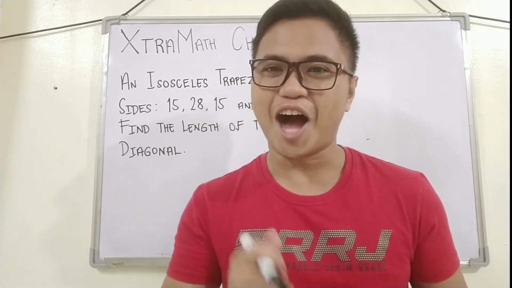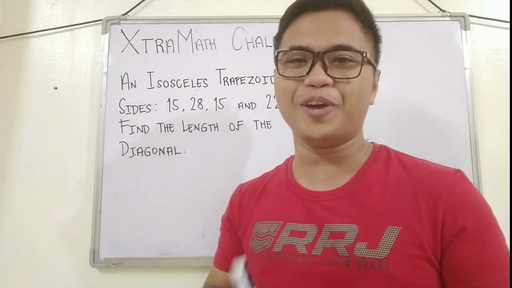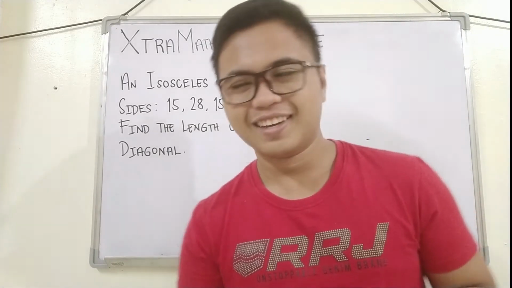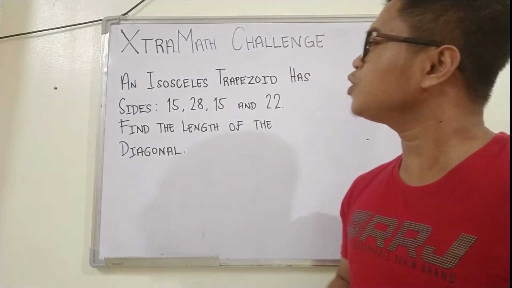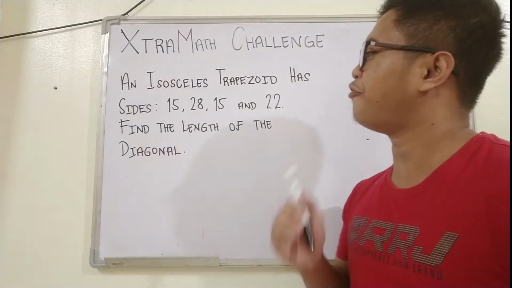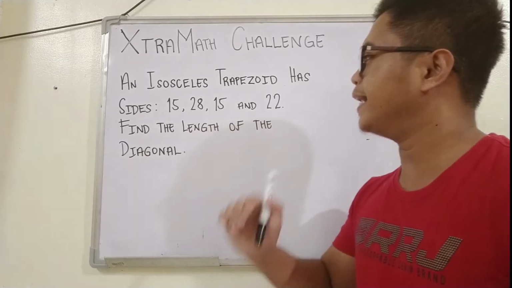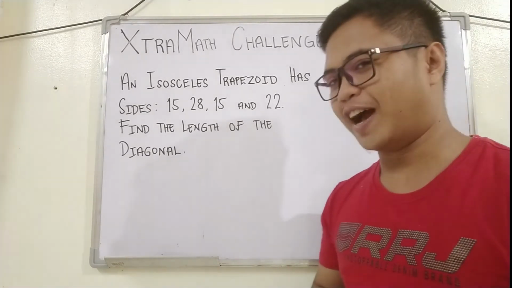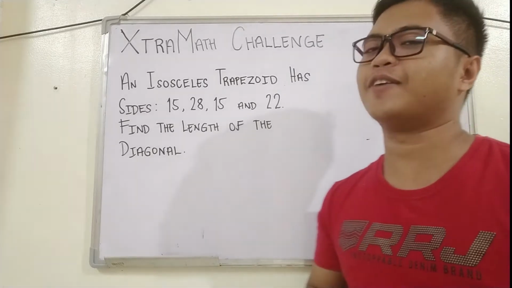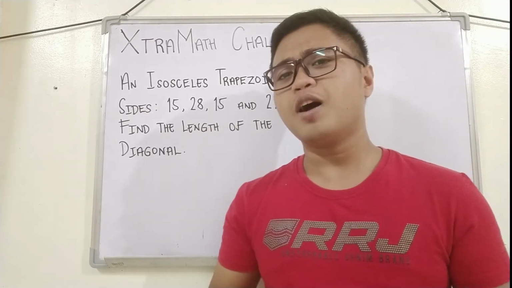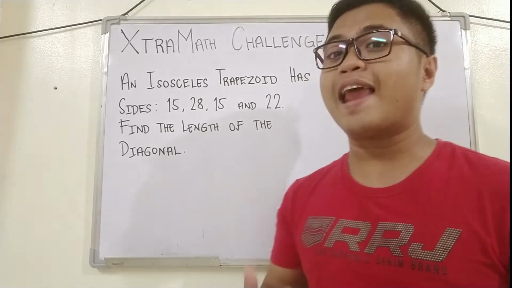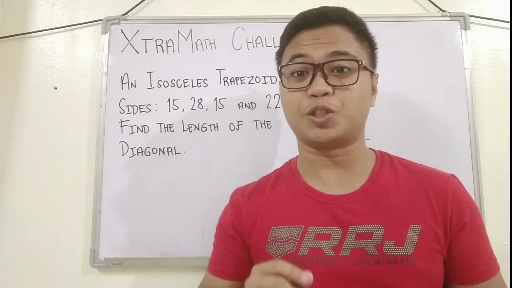It's me again, Hobbiter Art, and in this video, we are going to deal with this extra math challenge. An isosceles trapezoid has sides 15, 28, 15, and 22. Find the length of the diagonal. You see, mga Hobbiters, we are going to deal now with a quadrilateral, particularly an isosceles trapezoid.